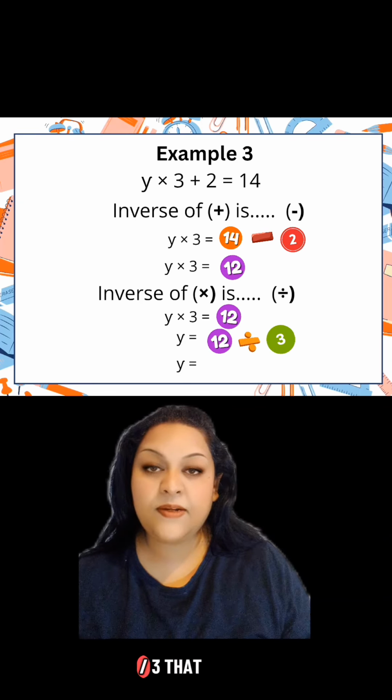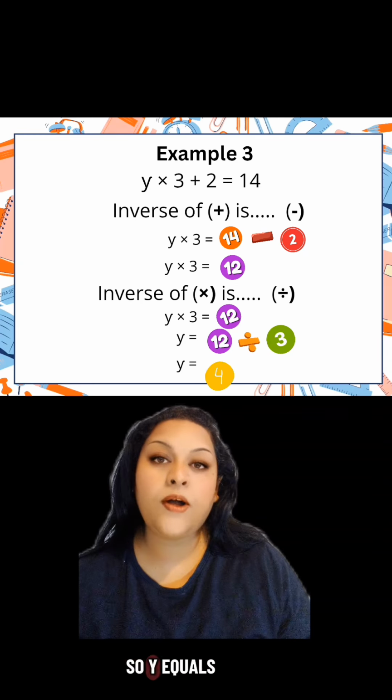So now 12 divided by 3 will give us 4. So y equals 4.